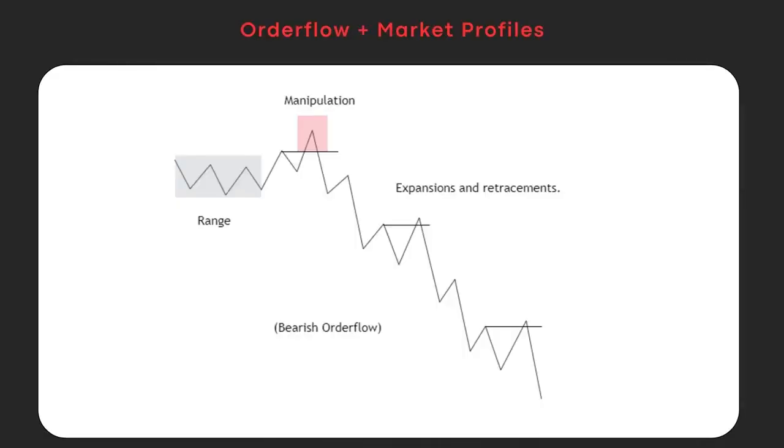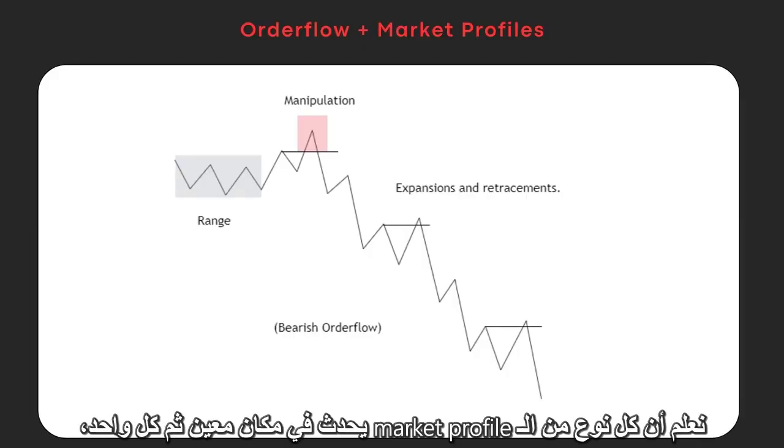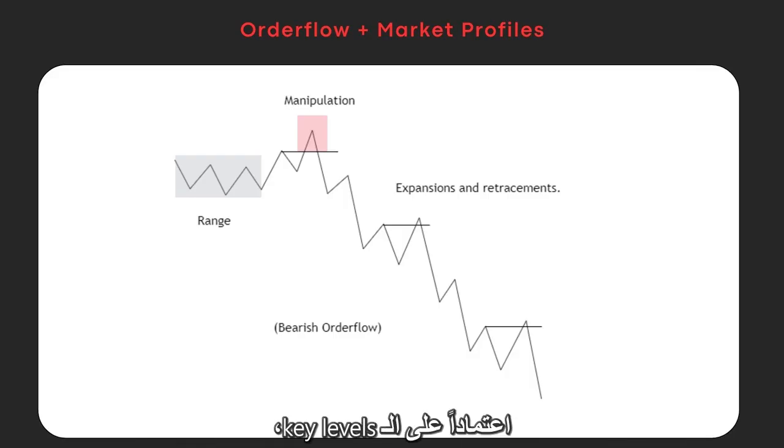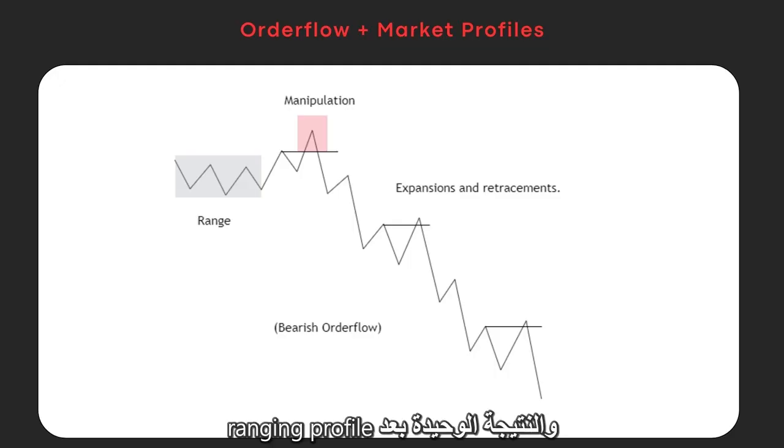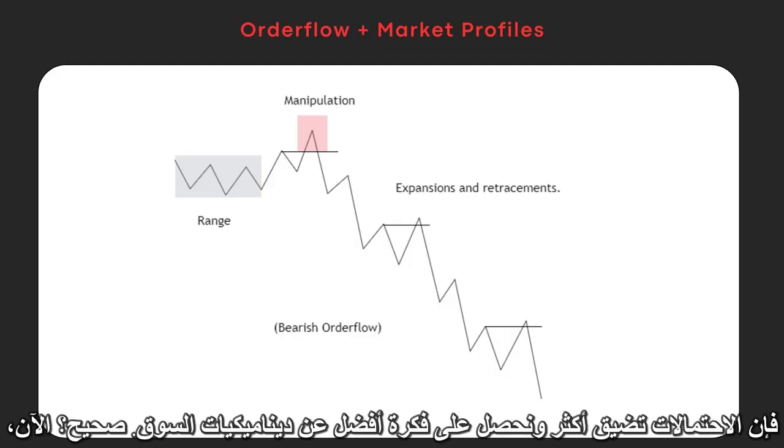Second one is market profiles, right? First of all, we know that each sort of market profile occurs at a particular place, and then each one, depending upon key levels and dealing ranges, has specific characteristics, right? And then their respective outcomes. For example, the only possible outcome after a manipulation profile is an expansion profile, right? And the only outcome after a ranging profile is either an expansion or a manipulation profile. And then we combine this even more with key levels, the possibilities narrow down even more, and we get a better idea of the market dynamics, right?